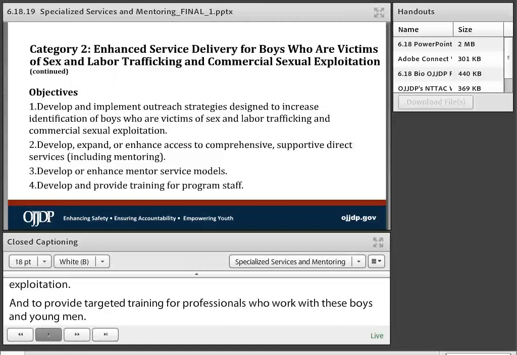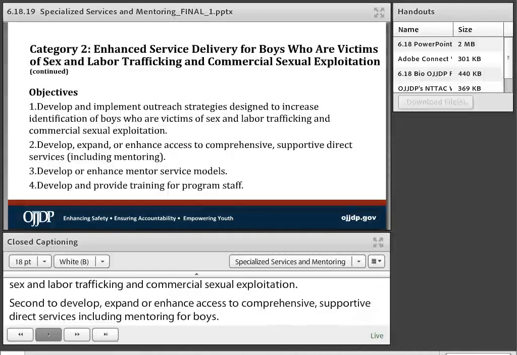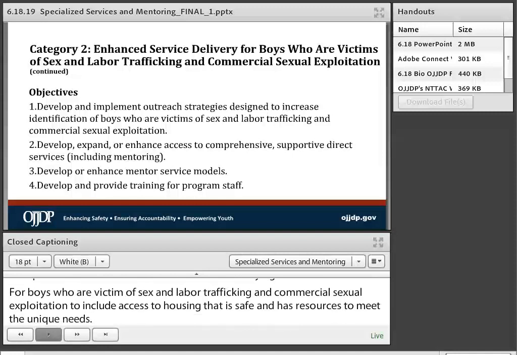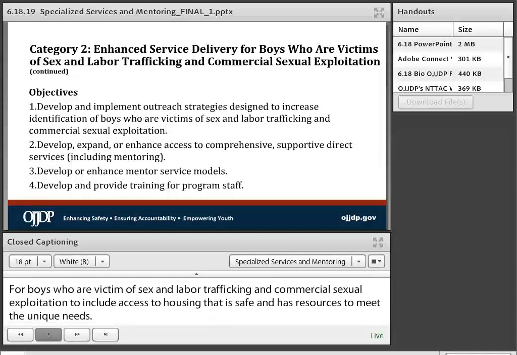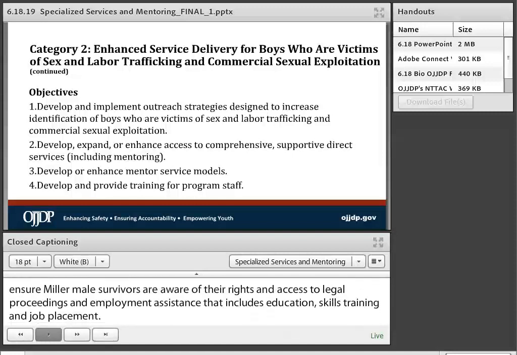Second, to develop, expand, or enhance access to comprehensive supportive direct services, including mentoring, for boys. And a question came in, yes, this is defined as self-identified as such. For boys who are victims of sex and labor trafficking and commercial sexual exploitation, to include access to housing that is safe and has resources to meet their unique needs. This can include access to a wide range of trauma-informed physical and mental health services, which can include traditional care services such as peer-to-peer counseling, access to legal support to ensure male survivors are aware of their rights and have access to legal proceedings, and access to employment assistance that includes education, skills training, and job placement. Beyond using program funds to support some of these services, applicants are encouraged to enhance existing community collaborations and partnerships to provide these supportive services.